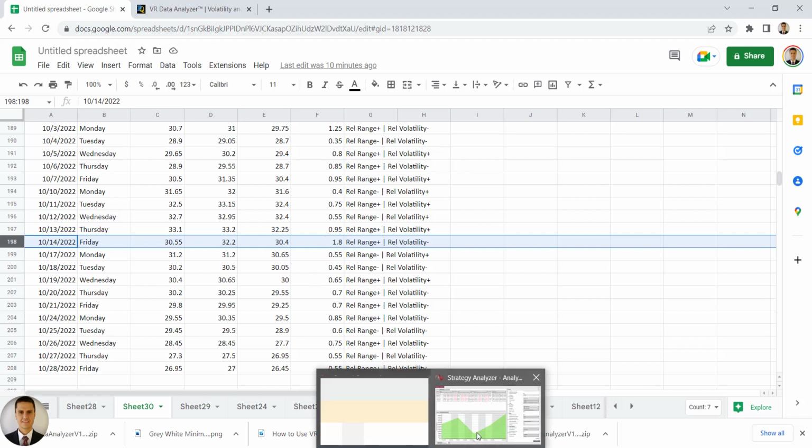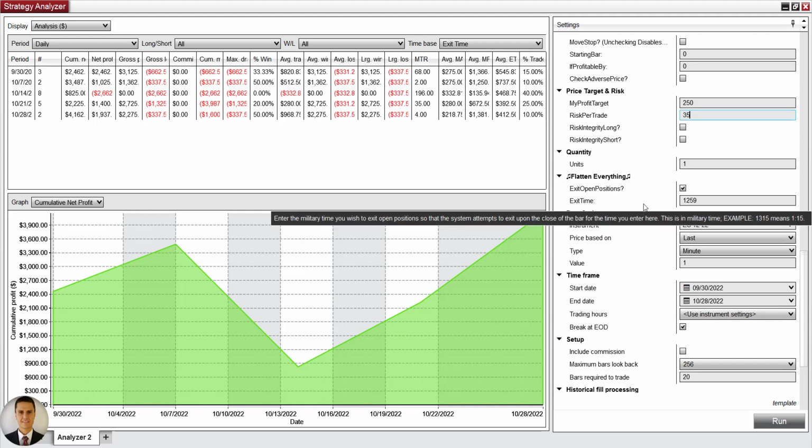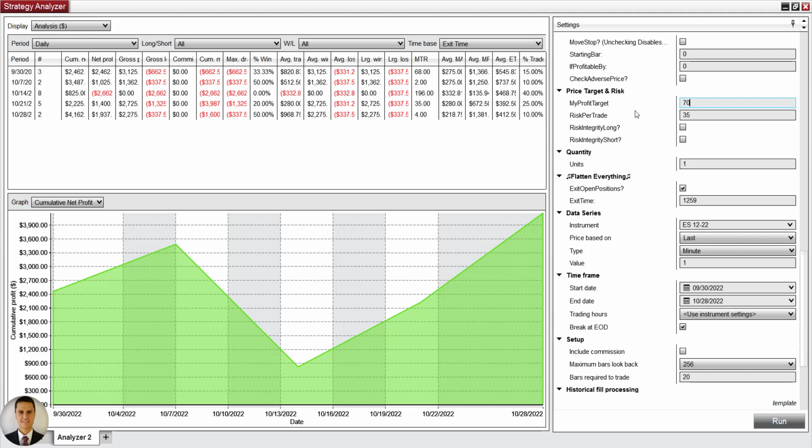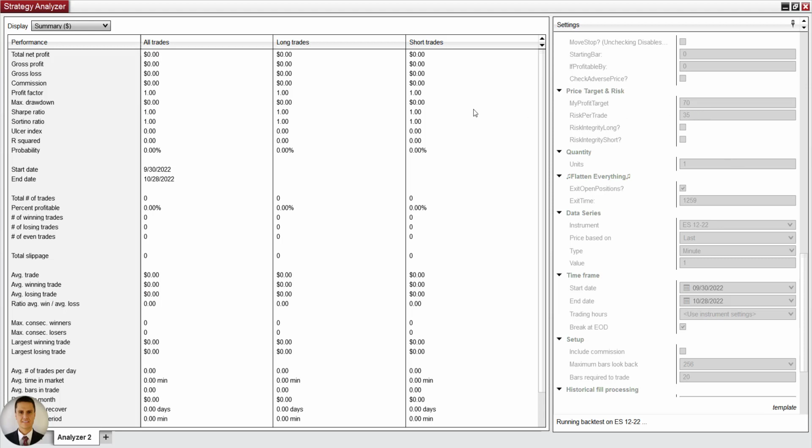Let's do a different ratio. I did a 1 to 10 ratio, but a lot of people don't trade this way, so more likely they'll do a 1 to 2 ratio. So 35 ticks of risk, 70 ticks of profit, 1 to 2. Let me give you a summary of what it was when it was 25 and 250. Now I'm going to run it for 35 and 70.